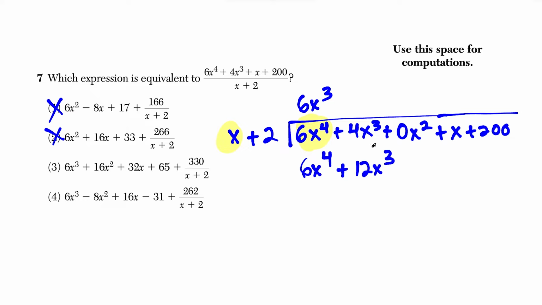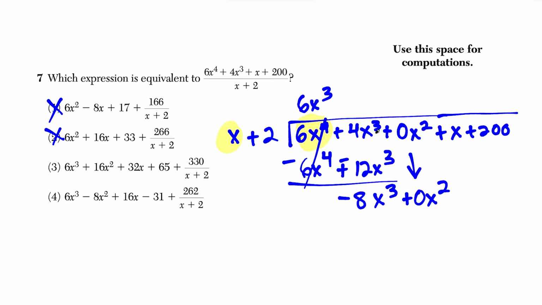And now this is the part where if people mess up, like this is the most common place they mess up. You have to subtract this. So you could put parentheses and then minus, or you could just change the sign of everything. So if I have a plus 6x to the 4th, I just put a minus here. And if I have a plus 12x to the 3rd, I put a minus here. And now I combine all this stuff. So these terms will cancel out. And then we have 4 minus 12 is minus 8. So I have minus 8x to the 3rd and then I bring down the 0x squared, and I start this process all over again.